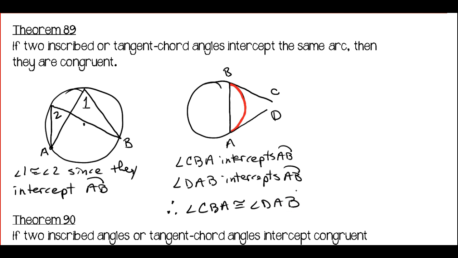So here's a couple examples. We've got inscribed angles in the first example. We've got tangent chord angles in the second example. If they intercept the same arc, then they are congruent.